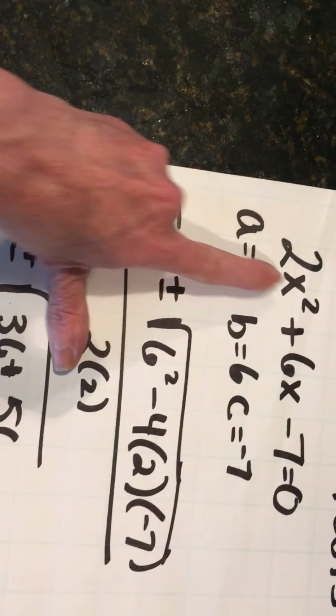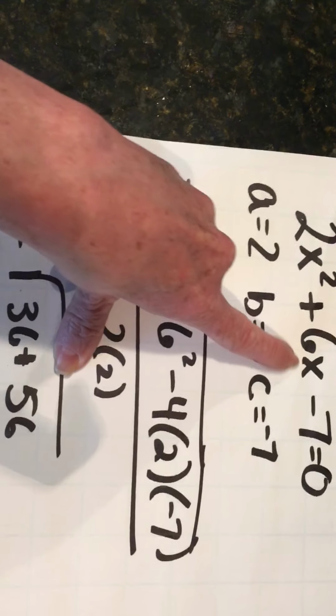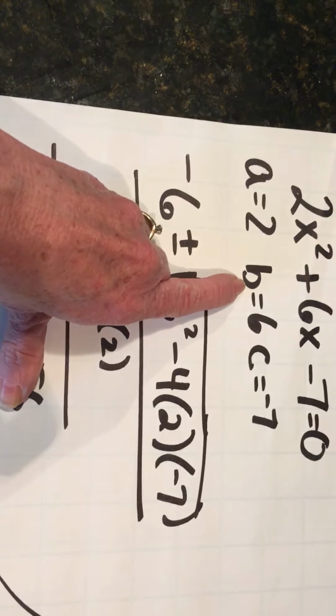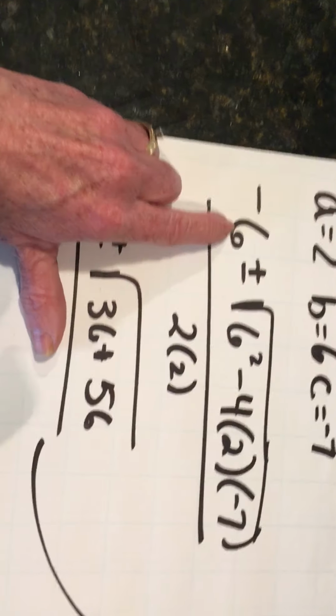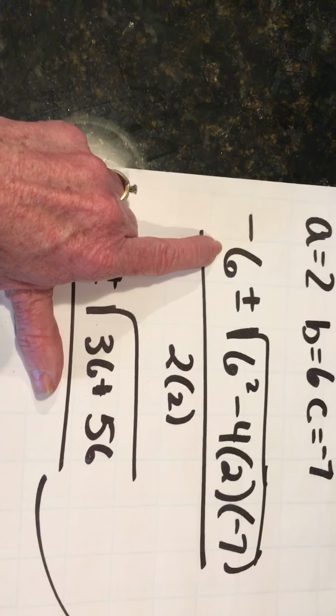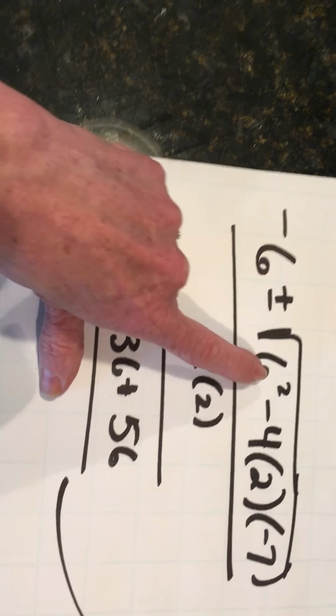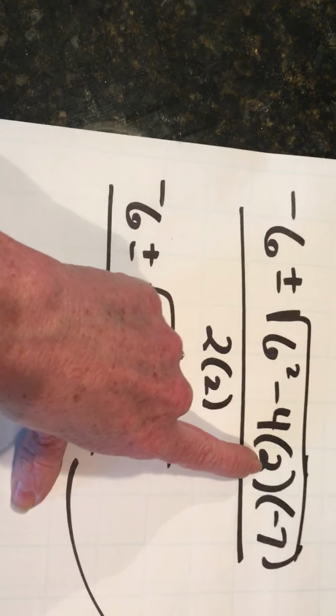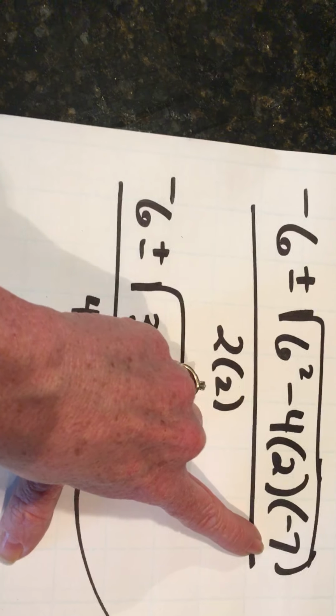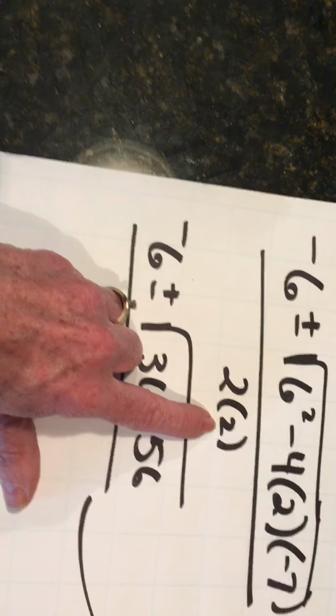A would be 2 because it's your number of x squareds. B would be 6 because it's the number in front of x. Your constant is negative 7. So our problem is the opposite of b, which gives us negative 6, plus or minus b squared, 6 squared, minus 4 times a times c, all over 2 times a.